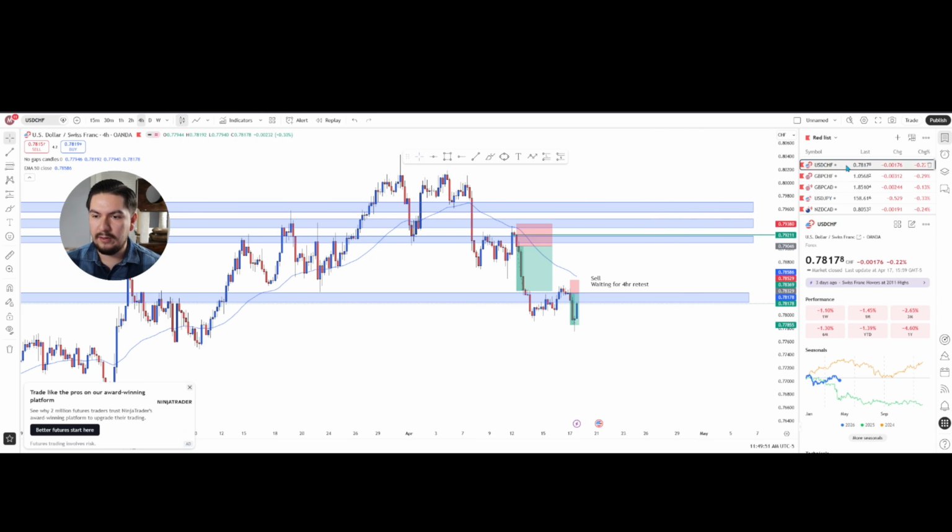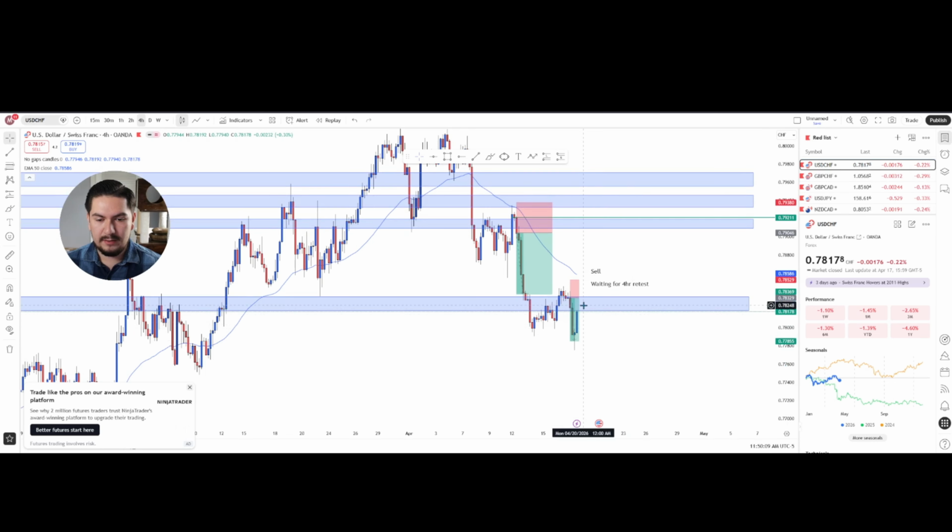So the first pair is USD CHF. Last week this was also on my list, and I was able to catch these 2 trades I have right here. This was a 1 to 2, and then the second one was another 1 to 2. So this week I believe it's going to continue selling. As you see, it's coming back to the same area of interest where I took that second trade of the week.